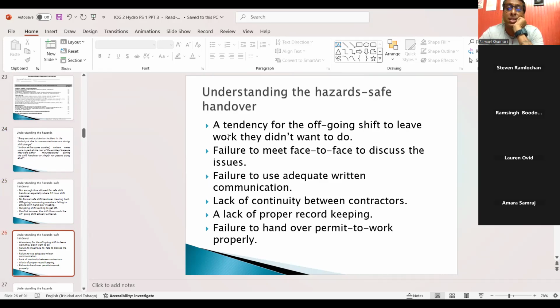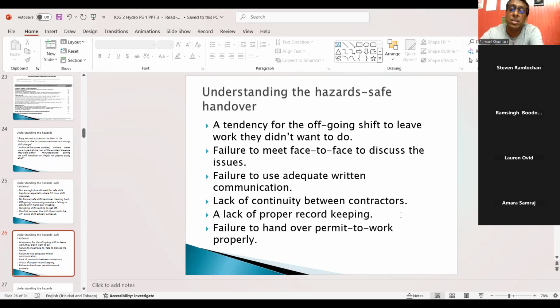I think we read this already. A tendency for the off-going shift to leave work they didn't want to do. Yeah, leave it for the guys in the morning shift. And likewise, the morning shift does the same thing to the night shift, right? Failure to meet face to face to discuss it, and this is what we're saying shouldn't happen, which is why they say it's a hazard, right? Failure to use adequate written communication. So you talk, but you didn't fill out the form, right?